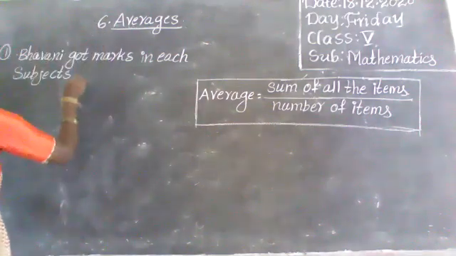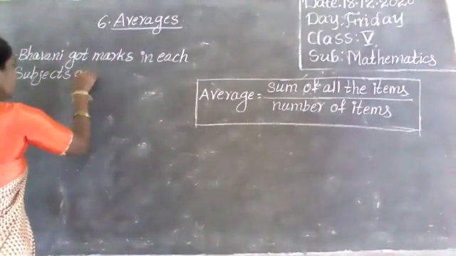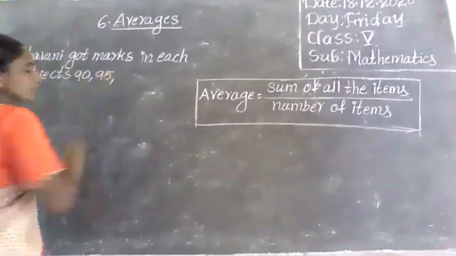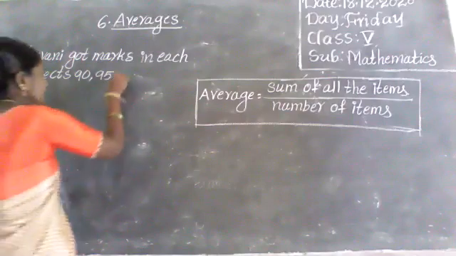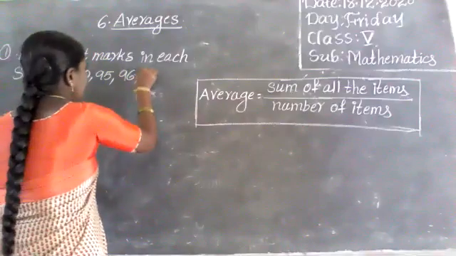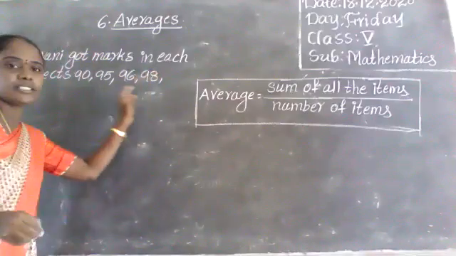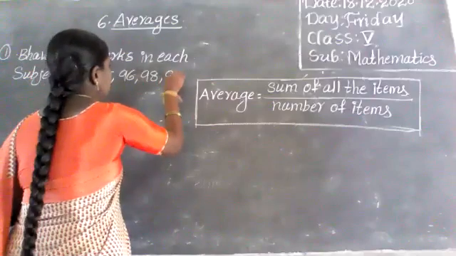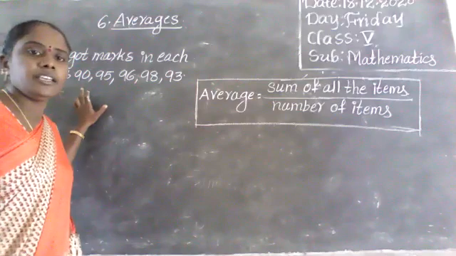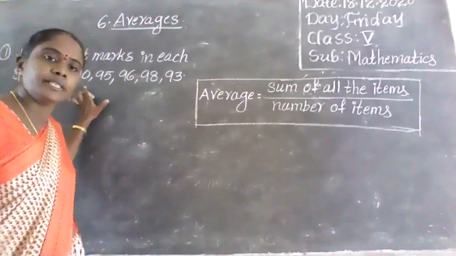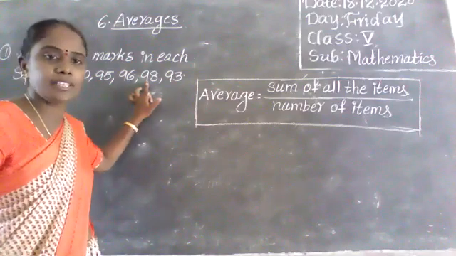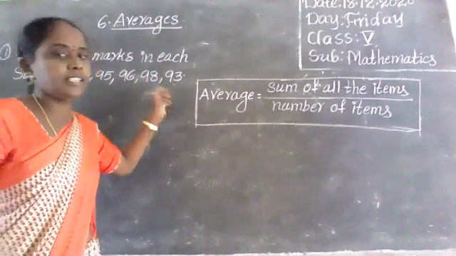In Telugu, 90. In Hindi, 95. In English, 96. Next in mathematics, 98. Next in EVS, 93. She got marks in each subject: Telugu 90 marks, Hindi 95 marks, English 96 marks, mathematics 98 marks, EVS 93 marks.